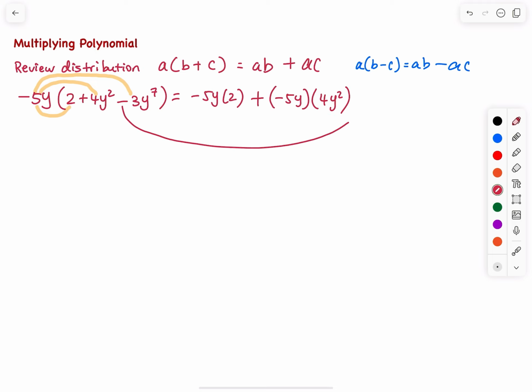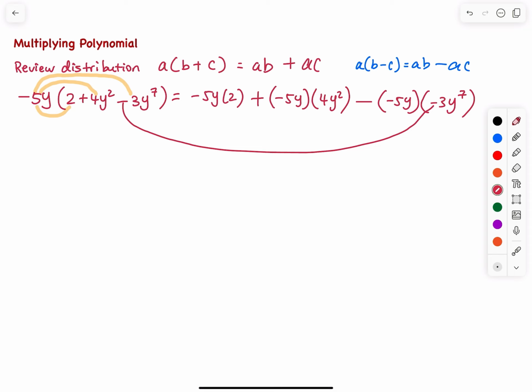And then this minus is carried over, so you have a minus, and then negative 5y times negative 3y to the 7. Why negative 3y to the 7? Because this is a minus. Remember this, when you pick up a term, you have to pick up the sign in front of the coefficient or the variable. Once again, when you pick up a term for multiplication, addition, subtraction, you have to pick up the sign in front of the coefficient or the variable.